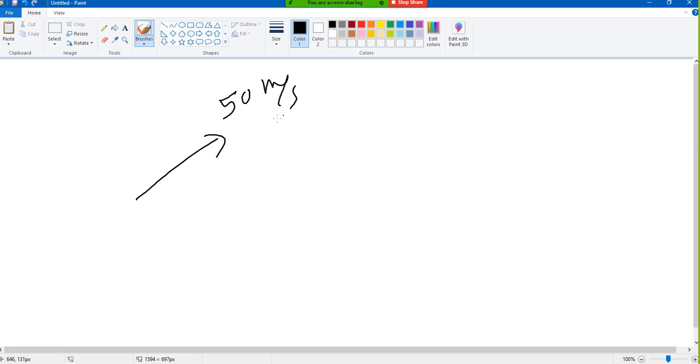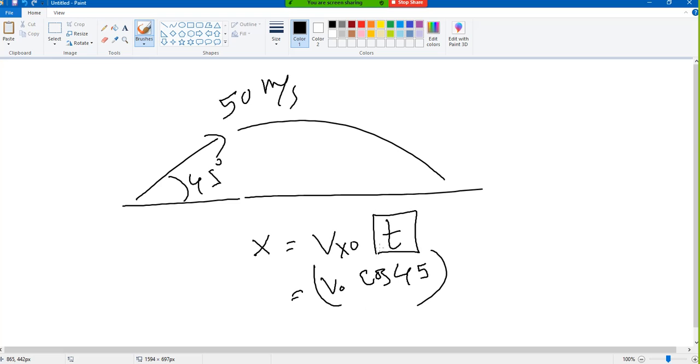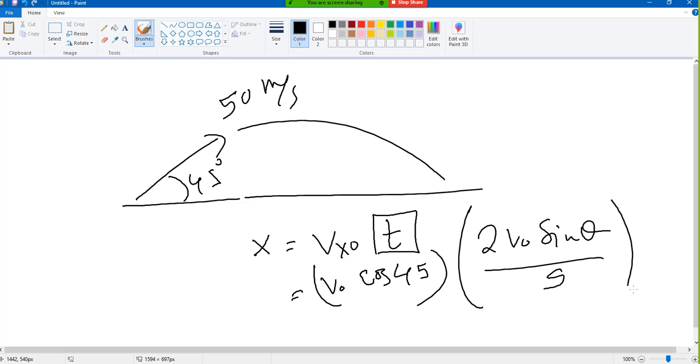So 50 meters per second, angle is 45 degrees. To go up and come back, how to find it? We know that it will be Vx naught times t. So Vx naught is v naught cosine 45. What is t? You can derive it again from the beginning, or you can just write the equation. Is it this equation? Yes, it is this equation. If I can remember, I do not need to go back. So you can calculate this way, or you can start from the beginning.